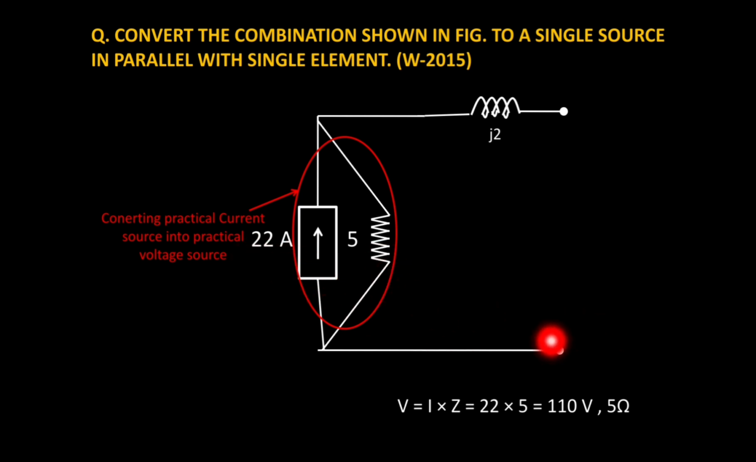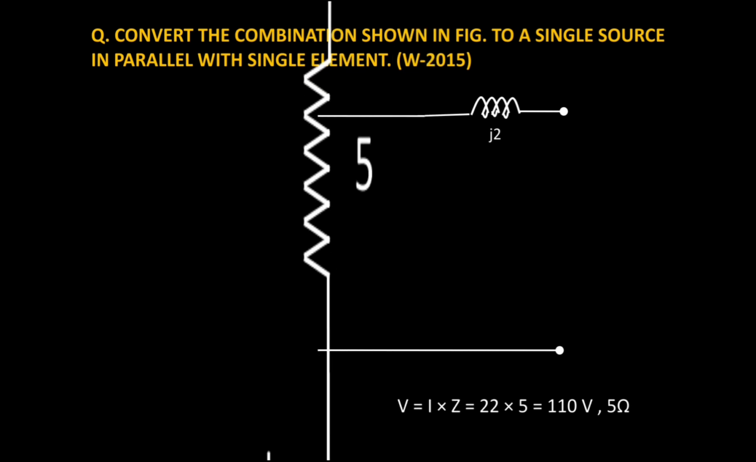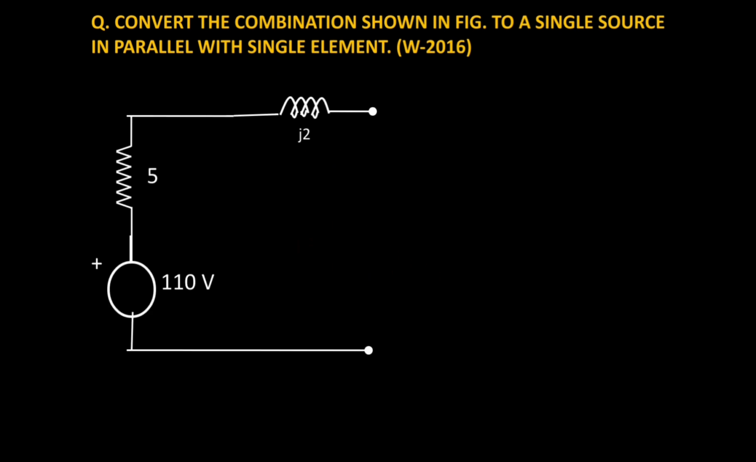So we have 110 volt, and the element which is connected in parallel with this current source, the same we will connect in series with the practical voltage source. So we will remove this current source and instead connect a practical voltage source of 110 volt and 5 ohm in series with it. So we got the circuit like this.